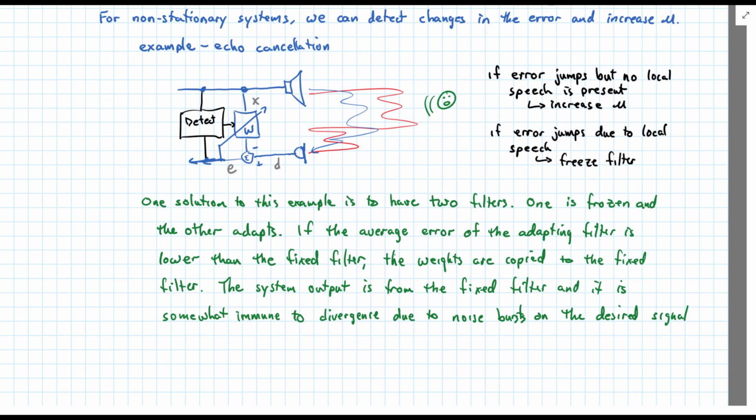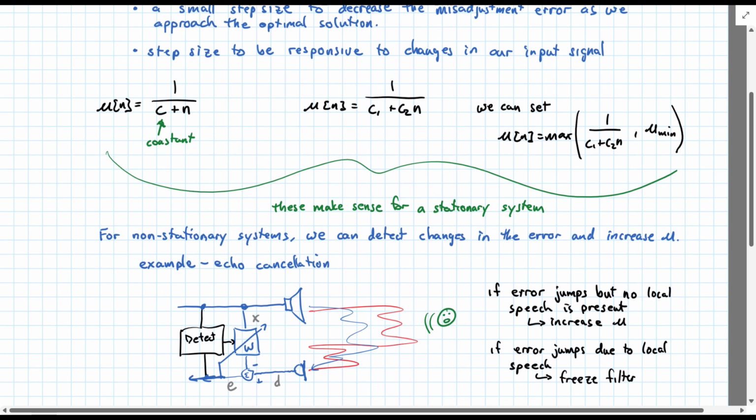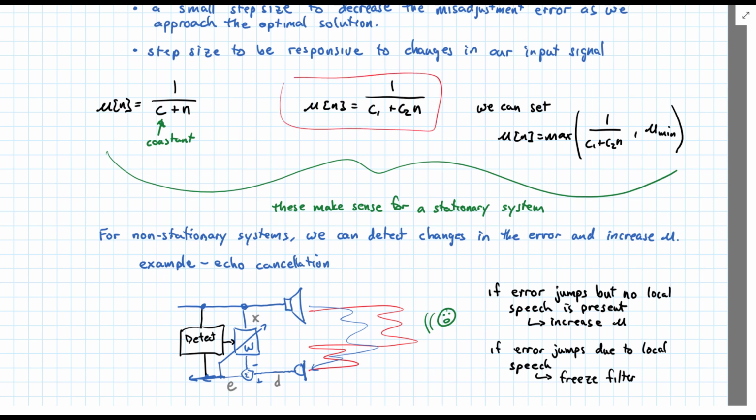Okay, so this type of approach, using mu equal to 1 over some constant plus a constant times n, for example, works well for stationary signals, as we've discussed, but for a non-stationary system, we have to monitor this and occasionally boot mu back up to a larger value by effectively resetting n and readapting. In some situations, that's hard to do.